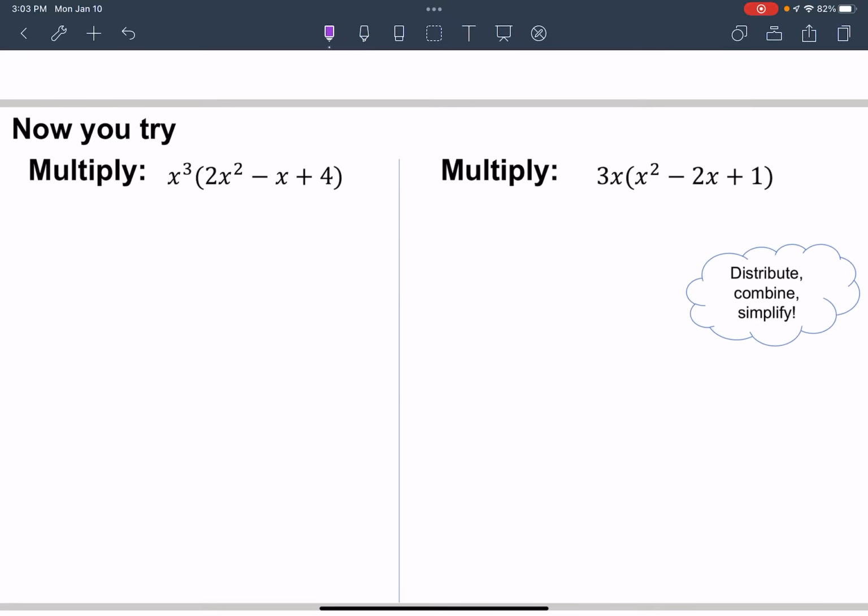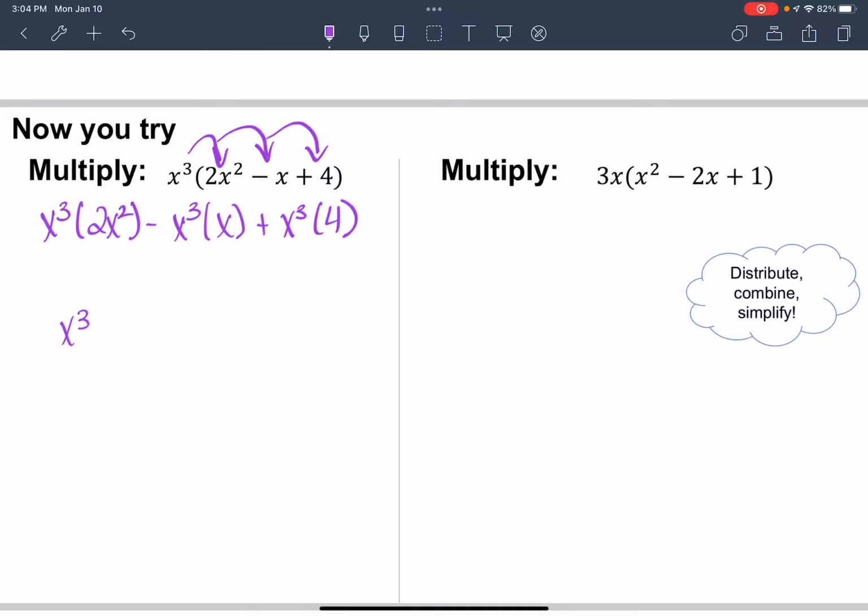So using the box is one way to do these. Another way to do them is using the distributive property. You can just draw the arrows and write this as a set of multiplication problems. You can write this as x cubed times 2x squared minus x cubed times x plus x cubed times 4. Or you can draw out the boxes and use that to keep track of your multiplication. Either way is fine as long as you're keeping track of your terms and using the exponent properties correctly. Also be sure to keep up with negative signs, because here it's a minus x. So you'll have to keep the minus as a negative with the x. Make sure you don't lose track of these negative and positive signs.